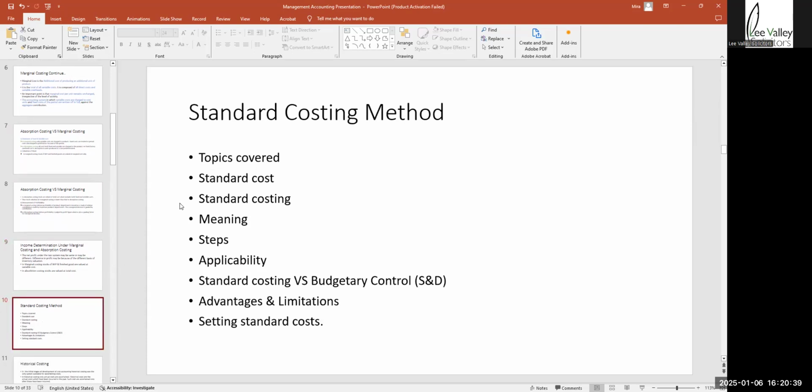Now, standard costing methods are the topics covered. Standard cost, standard costing, meaning, steps, applicability, standard costing versus budgetary control, advantages and limitations, setting standard cost.